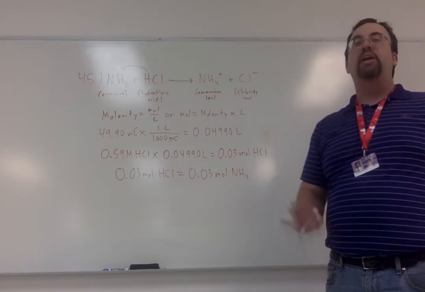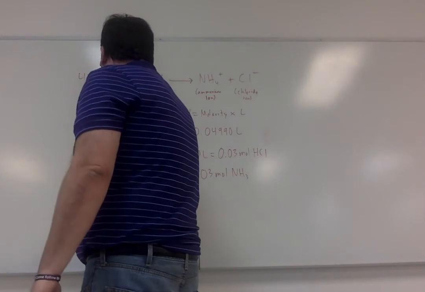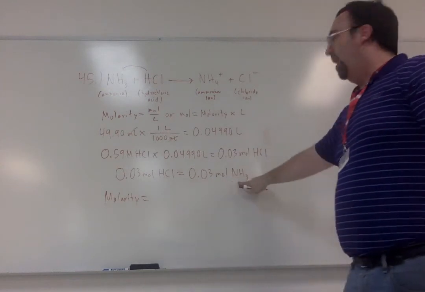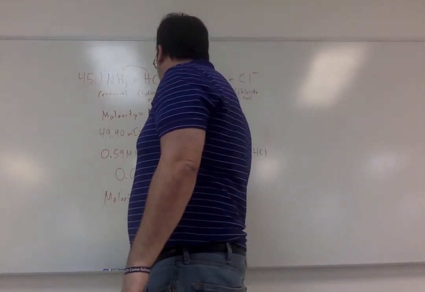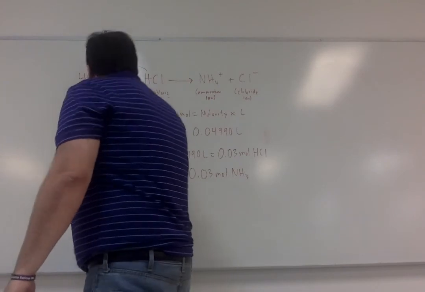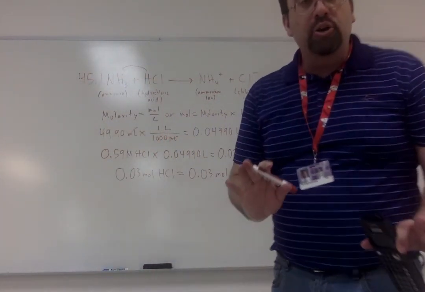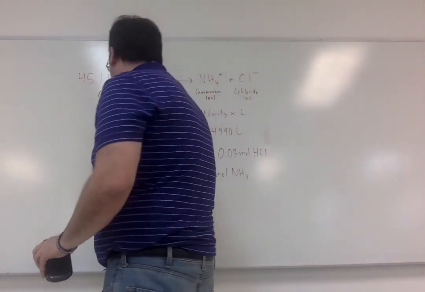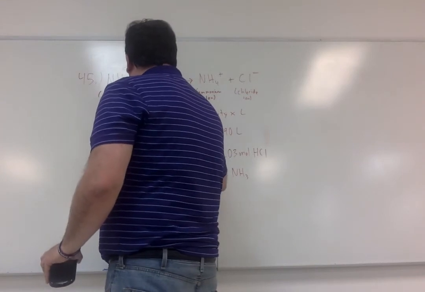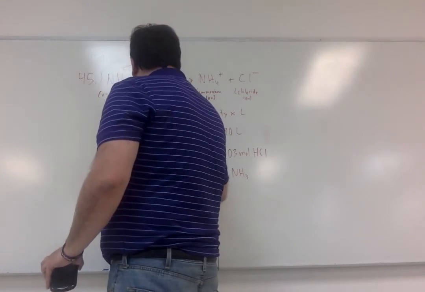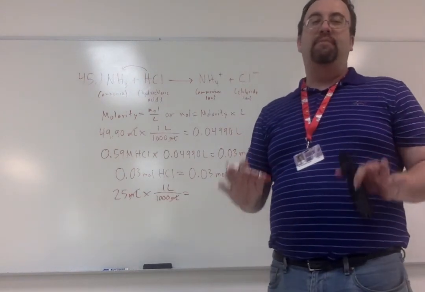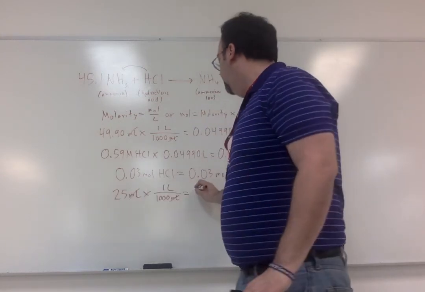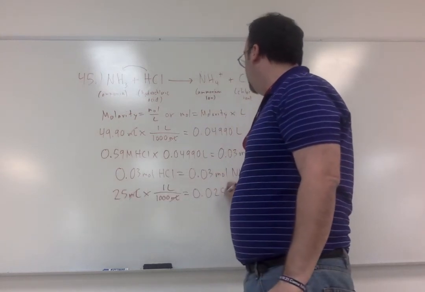To determine the molarity of the ammonia solution, again, molarity is moles per liter. Just a second before I do that. The volume for the ammonia is 25 milliliters, so I need to convert that first to liters. Again, I need to divide this by 1,000, so I'm going to move the decimal place to the left 3 times. 1, 2, 3. So this becomes 0.025 liters.